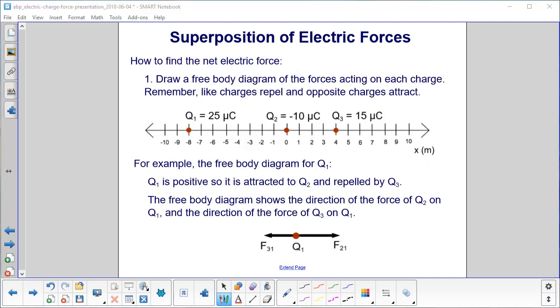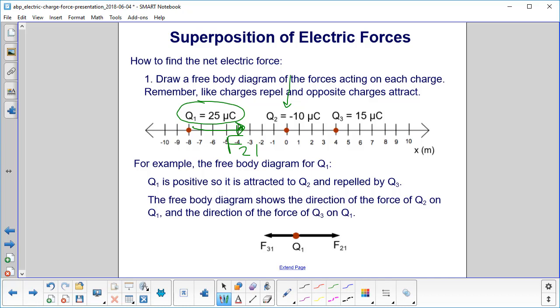First step, draw a free body diagram of the forces acting on each charge. We're going to start with Q1 right here. Q1 is positive, so what's Q2? Q2 is this guy here. What's he going to do to Q1? He's going to attract him. So there'll be a force in this direction from Q2 on Q1. And we'll use a nomenclature here, force that 2 exerts on 1. Some books do it reverse, but these slides will do it this way. It's the force of 2 acting on 1.